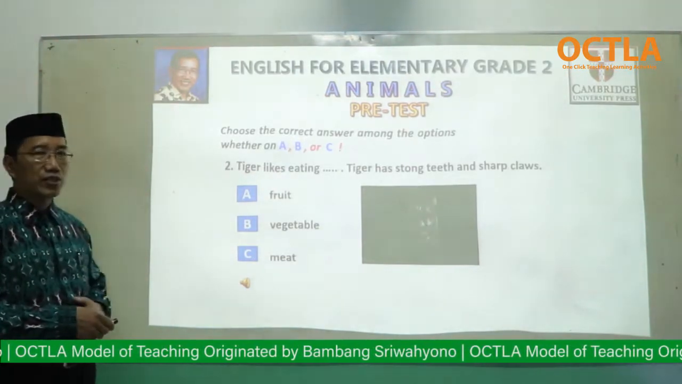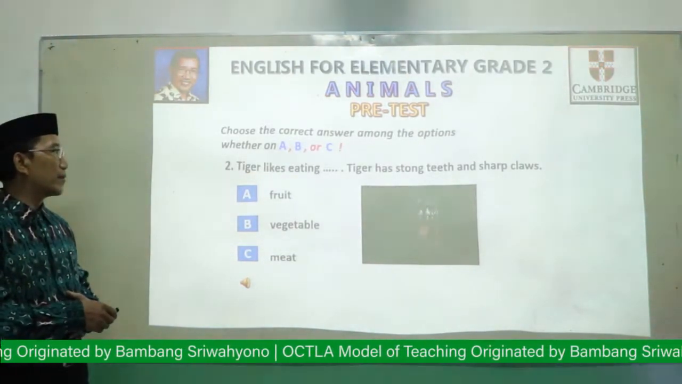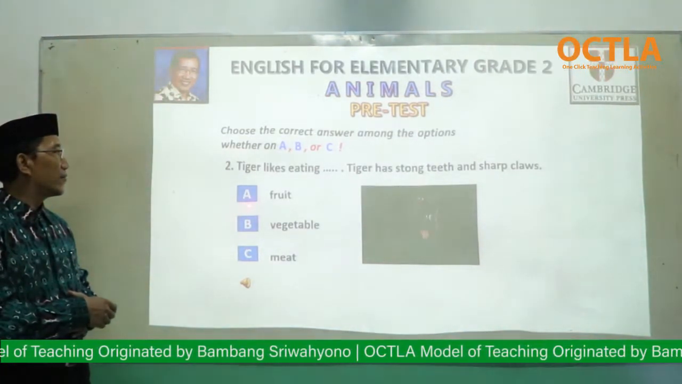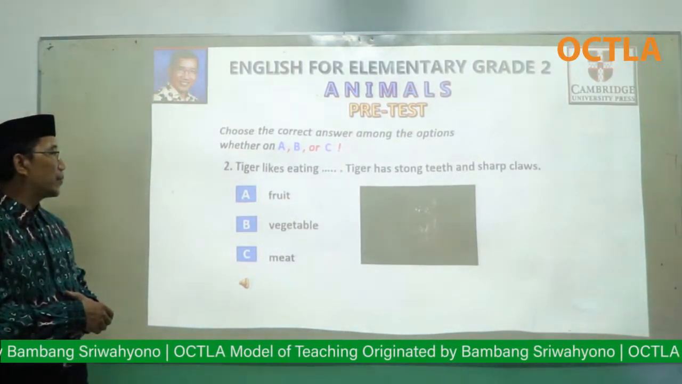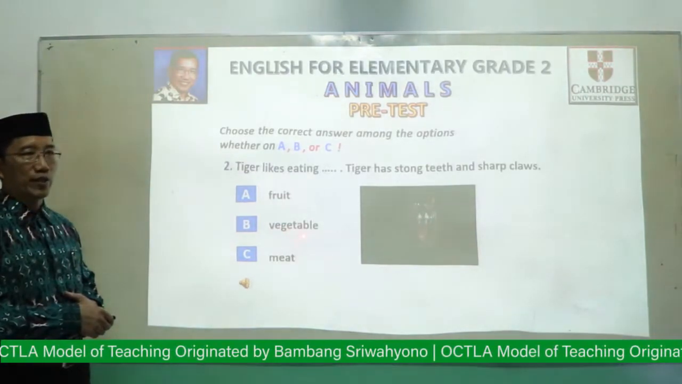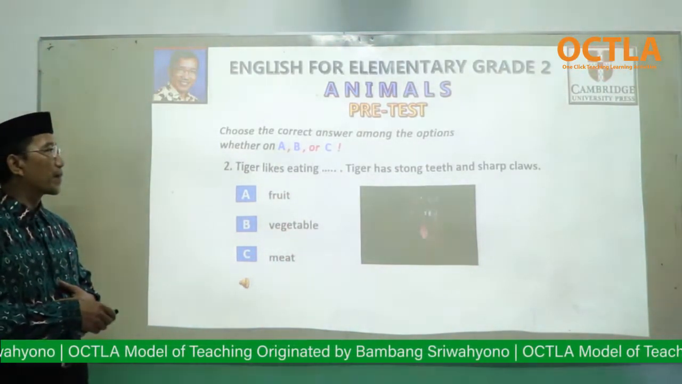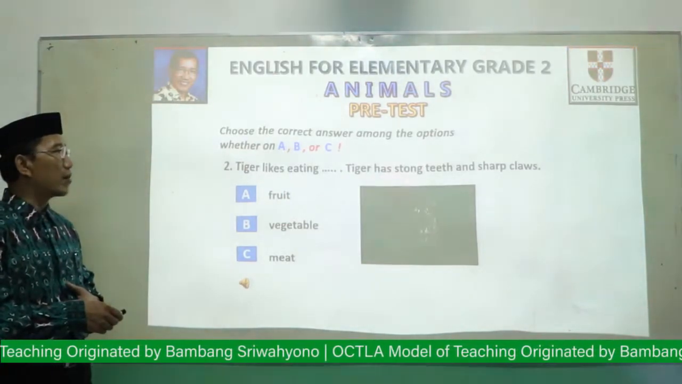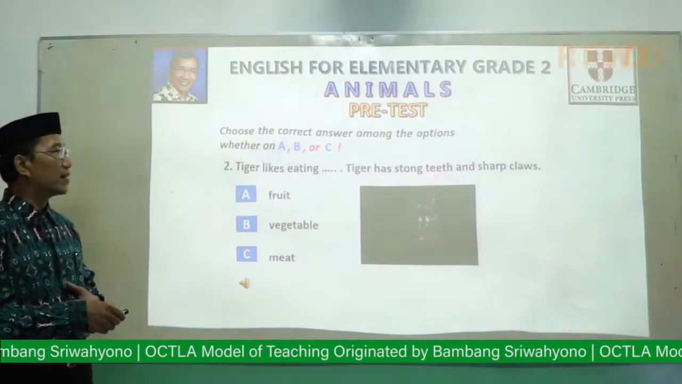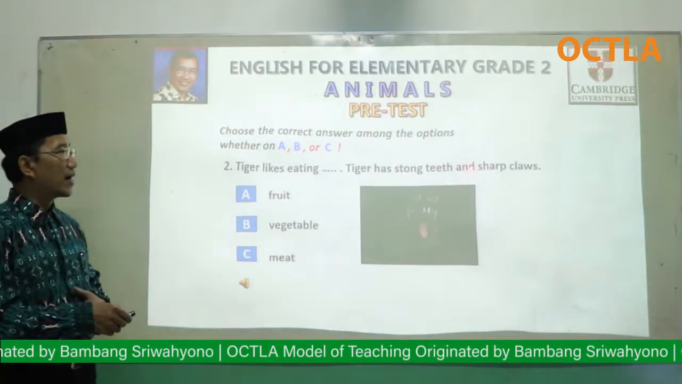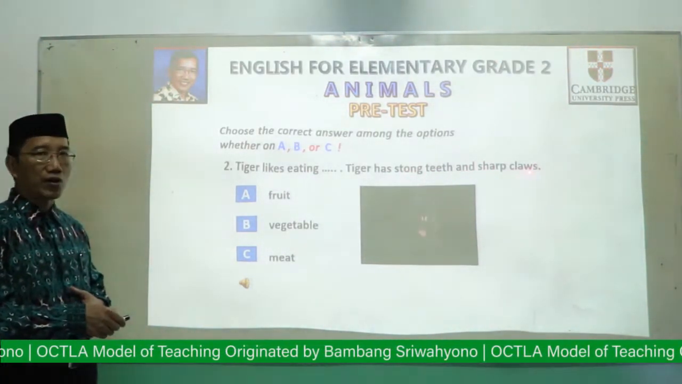Tiger likes eating blah blah blah. A, fruit. B, vegetable. C, meat. Tiger has strong teeth and sharp claws.